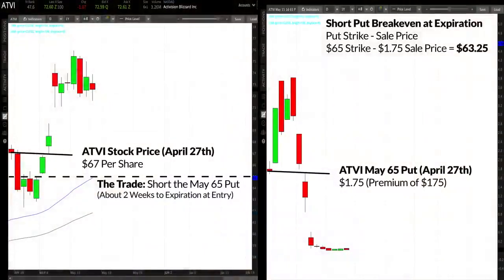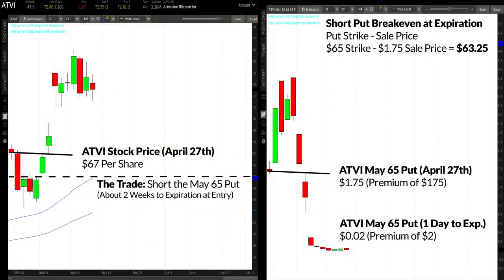And because of that, the option was trading with very little extrinsic value, and we can see that by looking at the price of this put option on the final days that we have the data for. So on the last bar on the very right hand side of the put option chart, we can see that the put option was only trading for a few pennies.